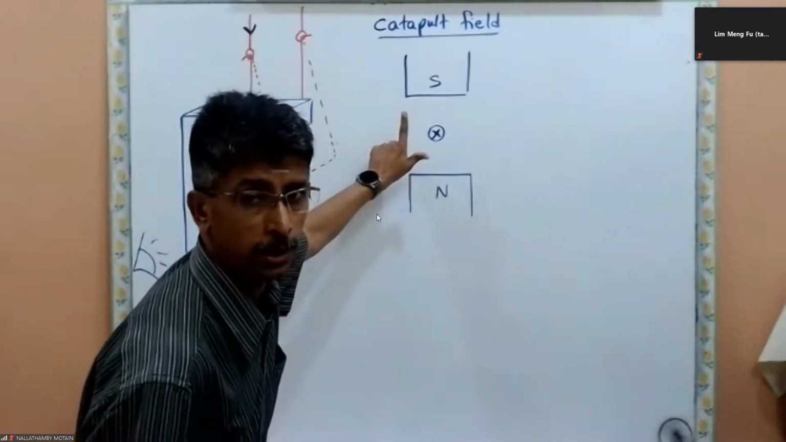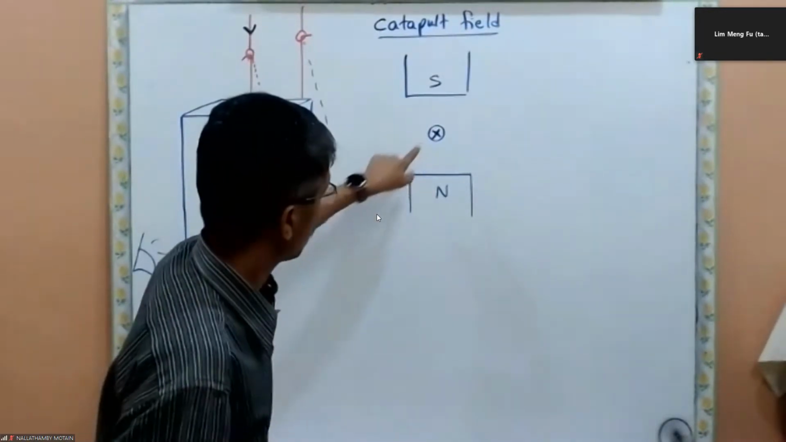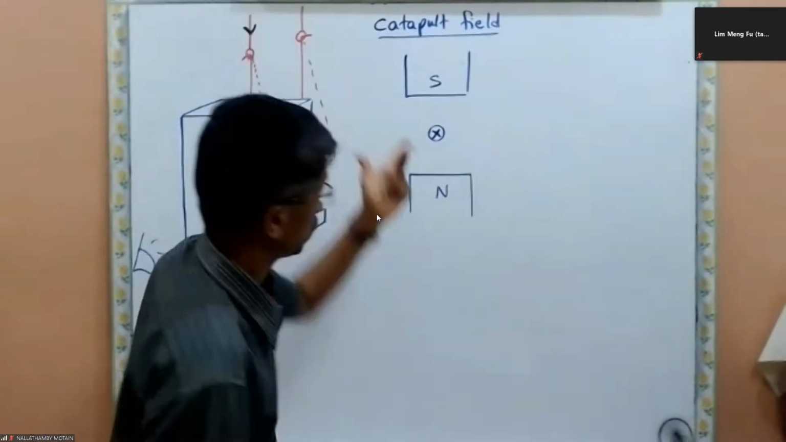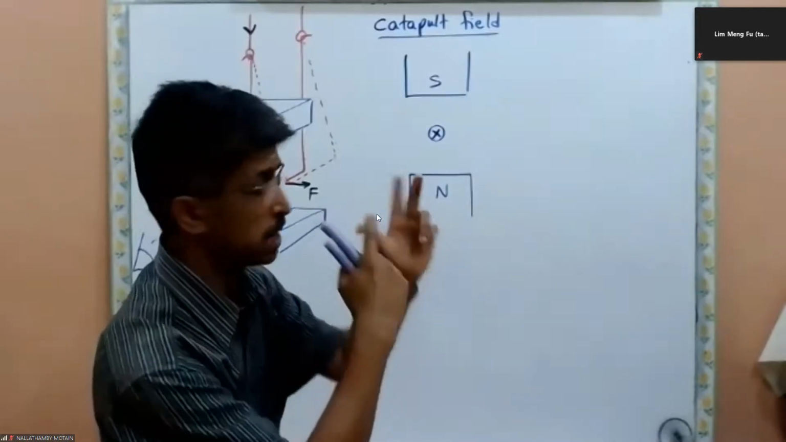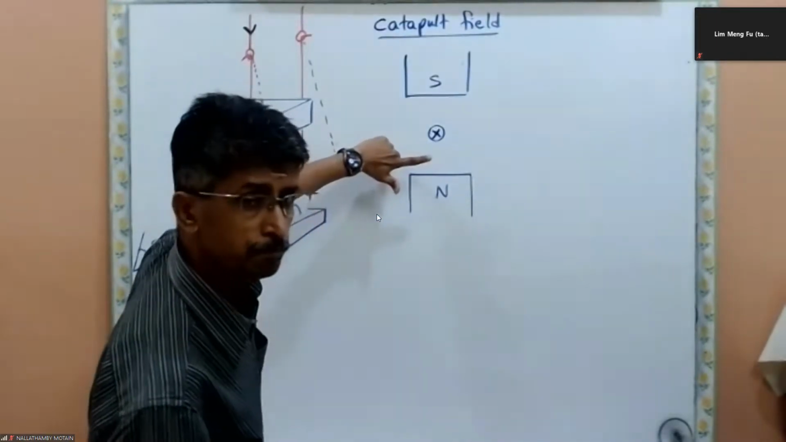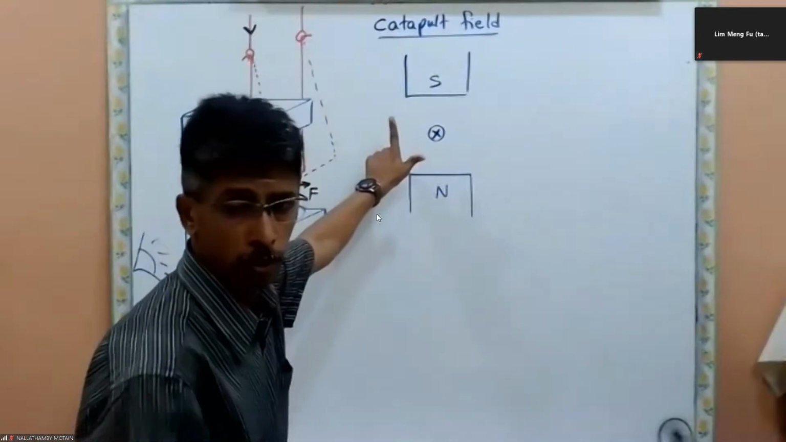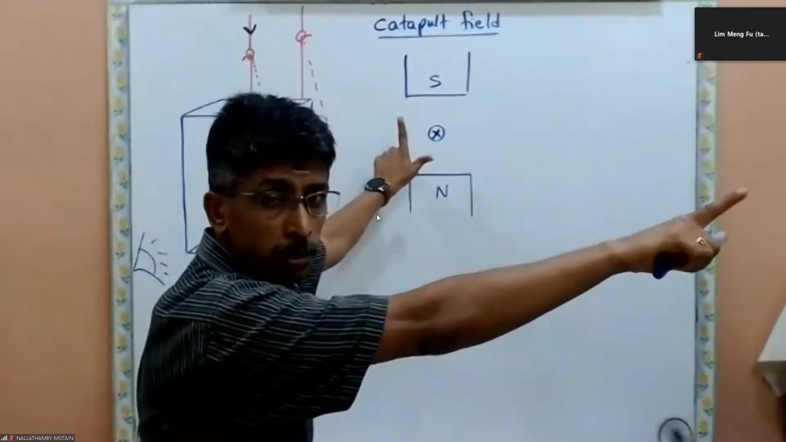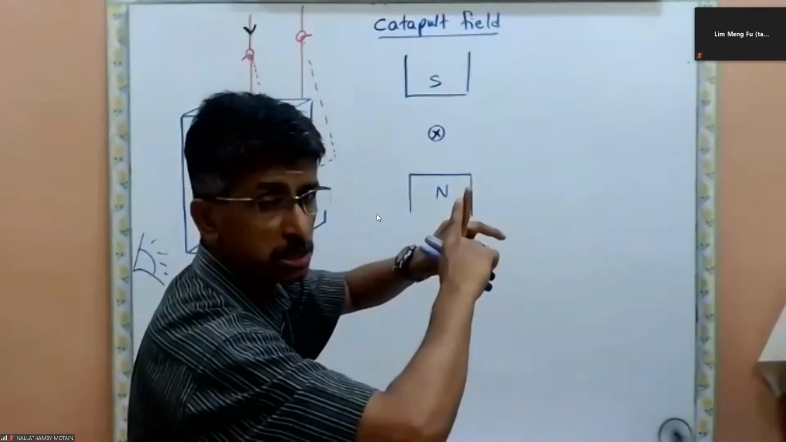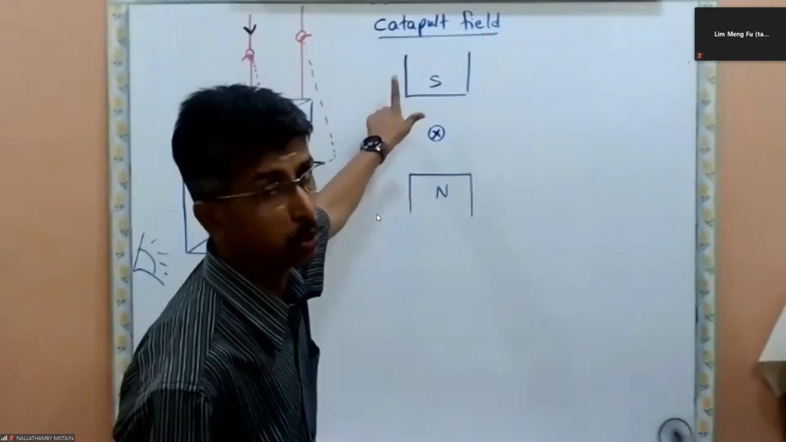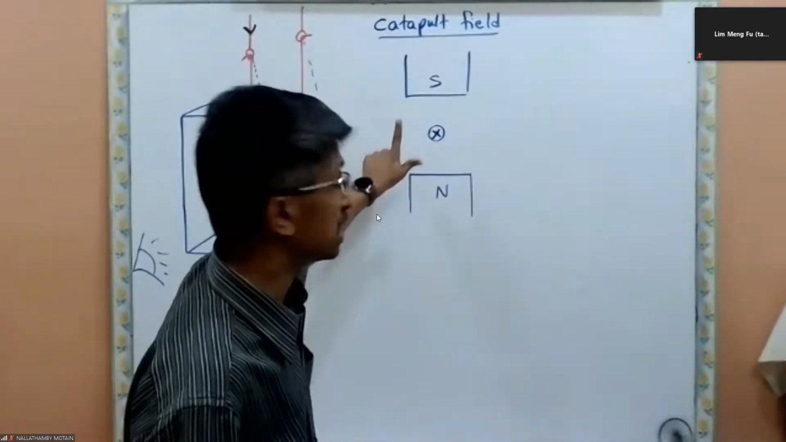Where does your thumb point? I repeat again. Current is in, the third finger, current I, longest finger. So current is in, north to south, your thumb points to the right. Always the second finger must be directed towards the south. They don't say fire in the exam.